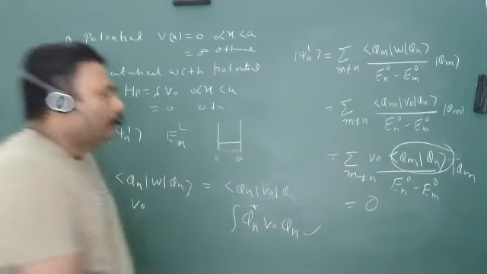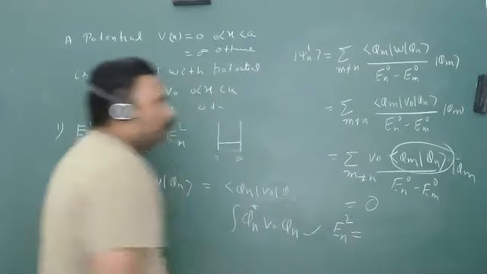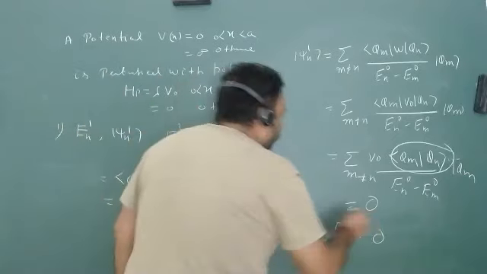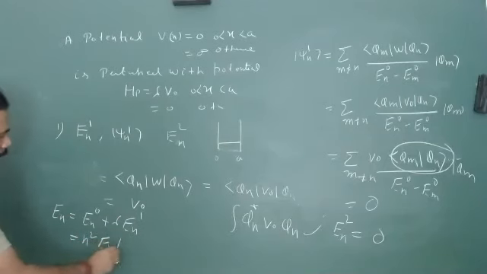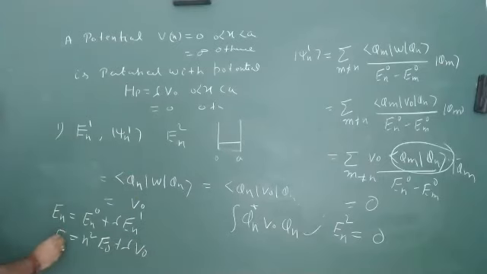Similarly, what will be En2? 0, because that is the same formula you are using. So this will be 0. That's it. So this is the answer. The answer is En is equal to En0 plus lambda En1, and what is En0? It is n square E naught plus lambda times v naught. That's it. This is the correction.